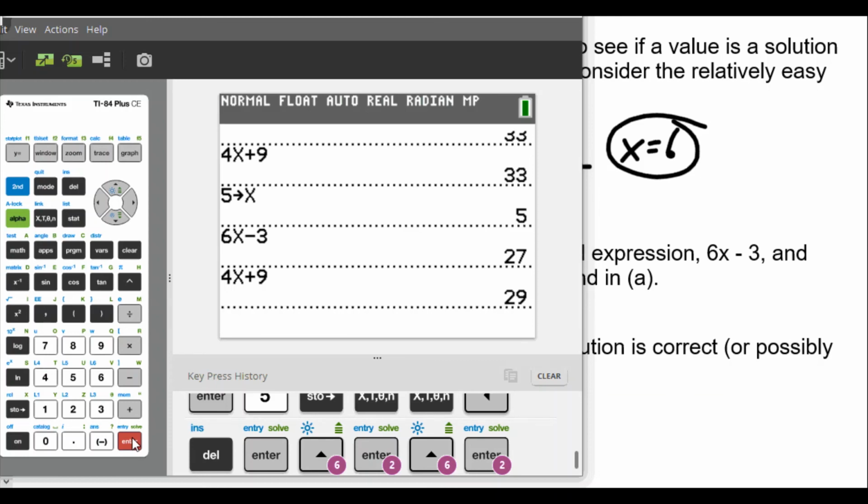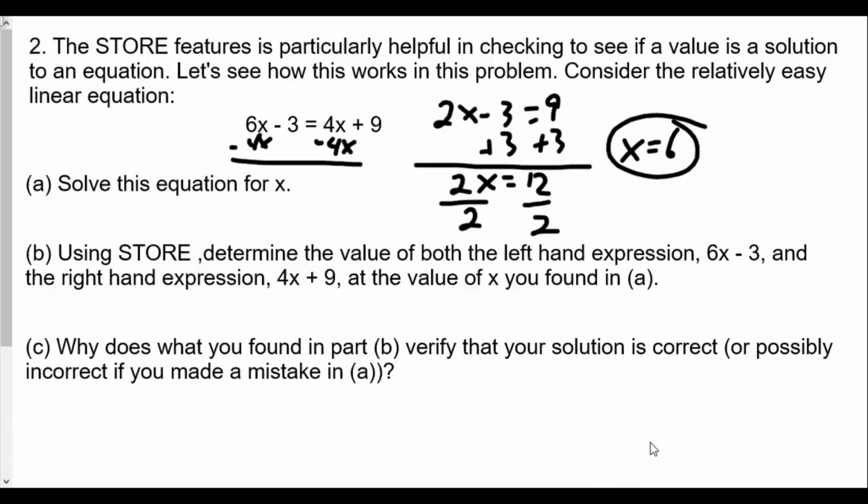You'll notice in this case that we do not get the same answer. So if we have found an answer and we got different values for both expressions, we will know for sure it's not correct. This answers this question, okay? Why does what you found in part B verify that your solution is correct or possibly incorrect if you made a mistake? Because the answer is going to give us a value for each expression, and both of those values for both 6x minus 3 and 4x plus 9 came out the same answer of 33. So that's how we do this, okay?